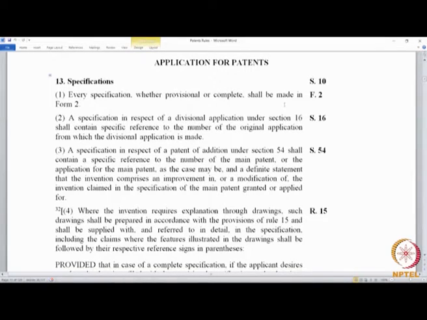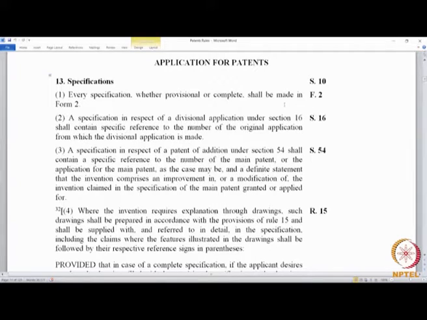Now, rule 13.3 tells us that if a patent of addition is made under section 54, it shall contain a specific reference to the number of the main patent or the application for the main patent. So, a patent of addition can be filed soon after the complete specification is filed or even after the complete specification gets granted. As long as the complete specification is filed, you could file a patent of addition. You could file a patent of addition even after the patent gets granted.